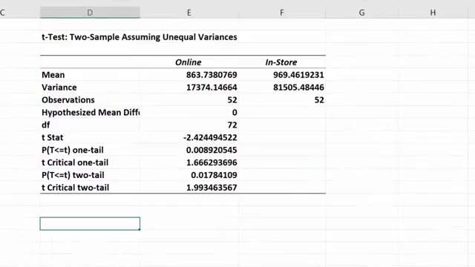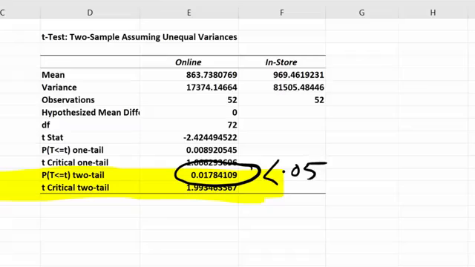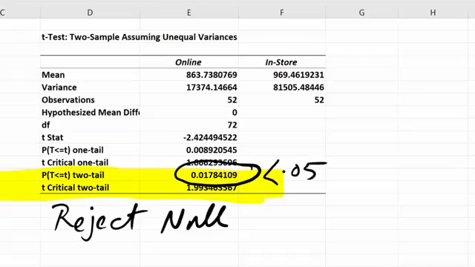So once again, I know that I am doing a two-tail test because it was an equal versus inequality. So I just need to focus on the two-tail part of this output, and that would be right here. Looking at the p-value, the p-value is less than 0.05, so I will end up rejecting the null hypothesis, which was that the two are the same.